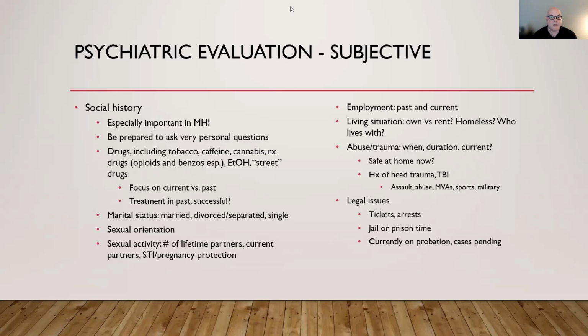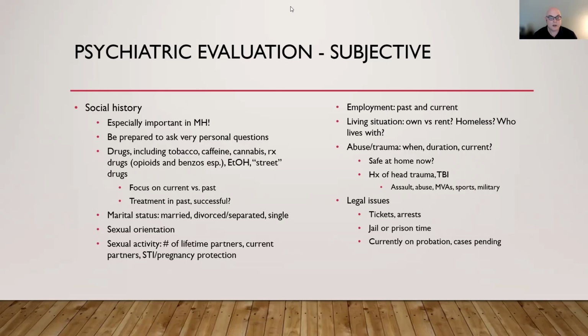Sexual activity, their number of lifetime partners, number of current partners, if they've ever been diagnosed with a sexually transmitted infection, are they using pregnancy protection? Of course, in the medical history, you also want to have asked if they have ever been pregnant, currently pregnant, et cetera. That's up there with allergies in terms of a can't-miss question. And even as we get into the subjective things that you may not think of on a medical side, you definitely have to ask about their employment.